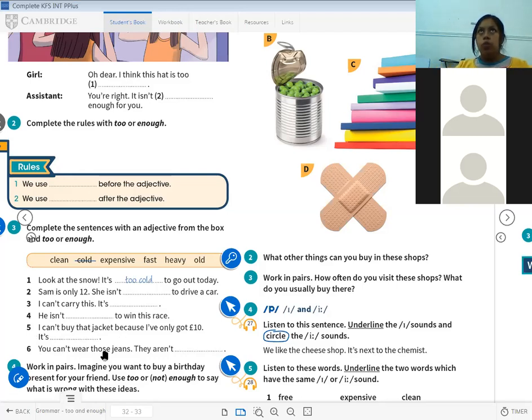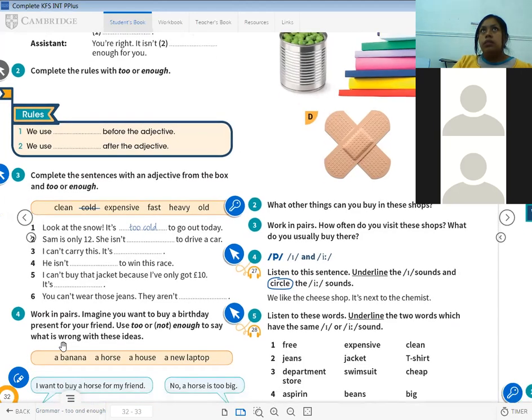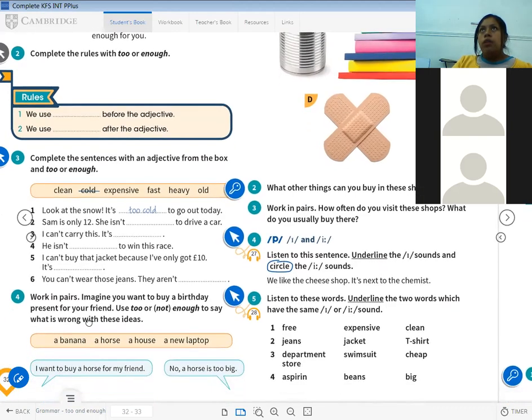Now you can wear those jeans. They aren't clean enough. Clean enough. Very good. Now let's see.